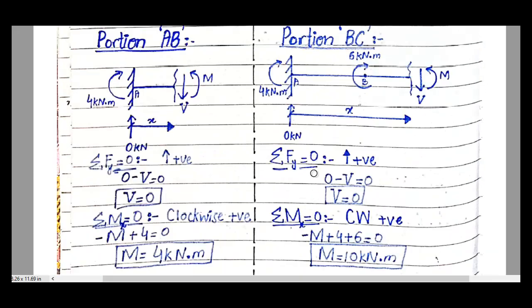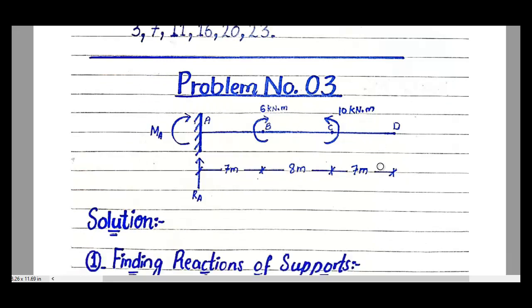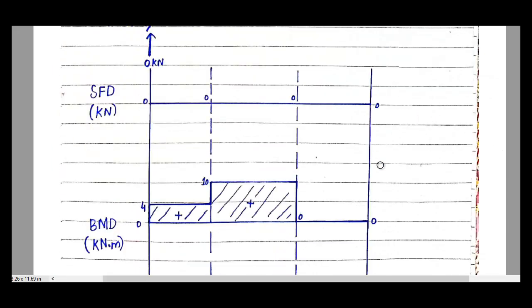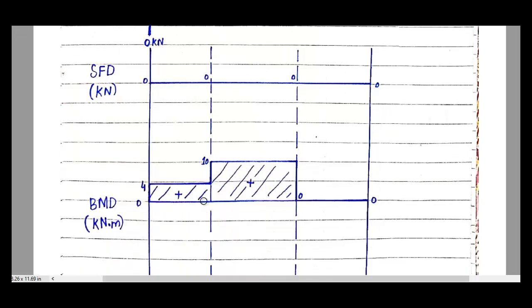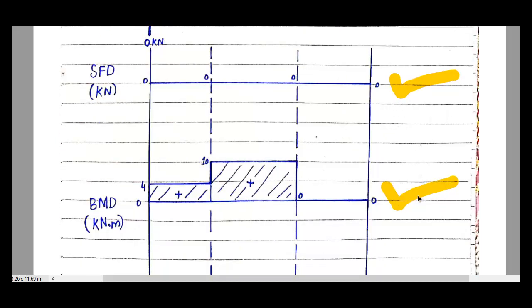Then how many portions should we have for this beam? 1, 2, 3 portions should be there, AB, BC and CD. If you look at the shear force diagram and bending moment diagram, the shear force will be equal to 0 because there is no reactive force and there is no applied force. So shear force is 0. And in the bending moment diagram, we have 4 kilonewton meter moment here, and then we have 6 kilonewton meter and 10 kilonewton meter. So both these diagrams are correct.